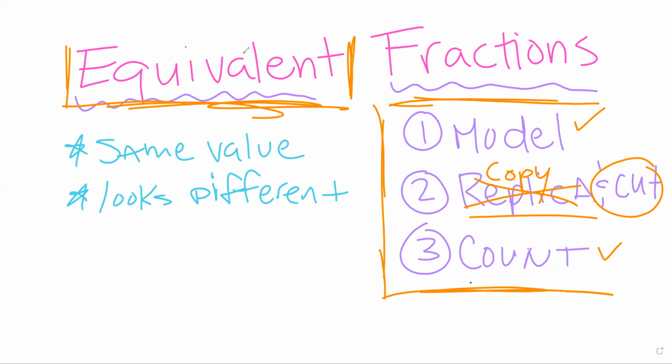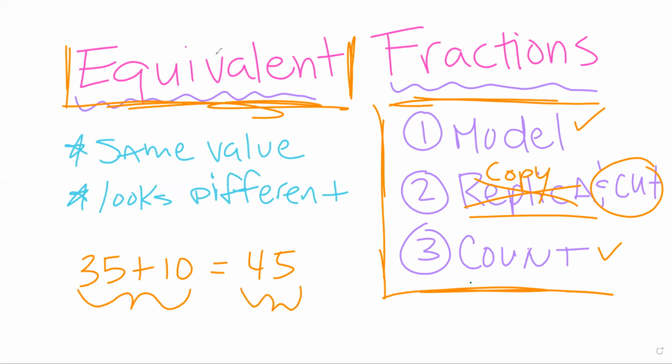Another example of equivalent could be something like this, like 35 plus 10. Well, if over here I wrote 45, that's actually equivalent. So it's not just a number sentence, but it's the reality of then again, this value right here is 45. And so is this value here, it's 45, but they look different. So that's even a sense of equivalent.